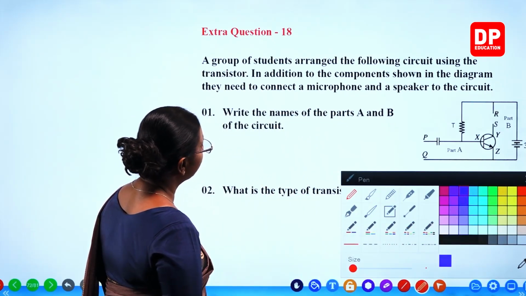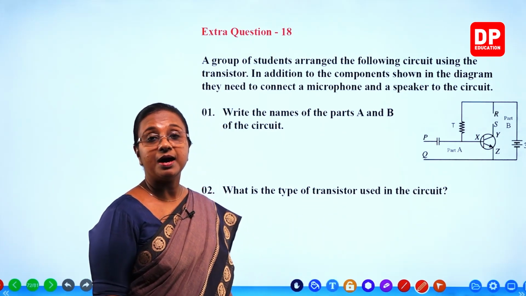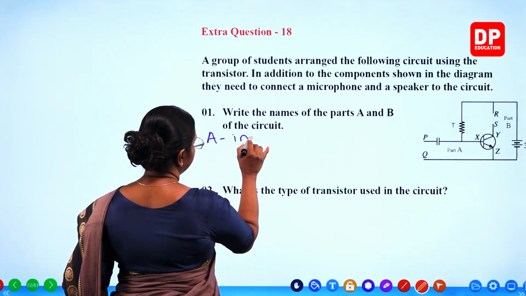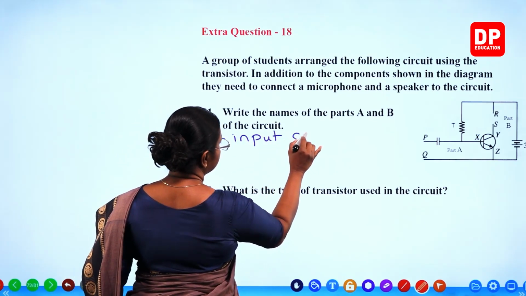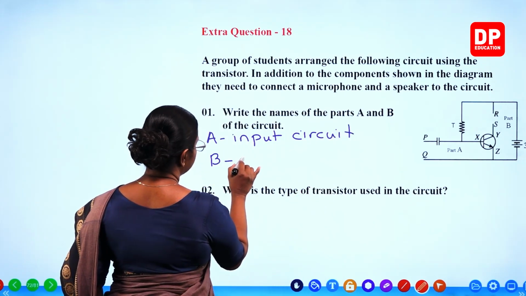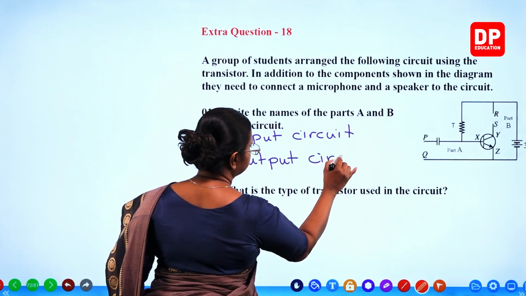Write the names of the parts A and B of the circuit. Part A, input circuit. Part B, output circuit. A, input circuit, and B is the output circuit.